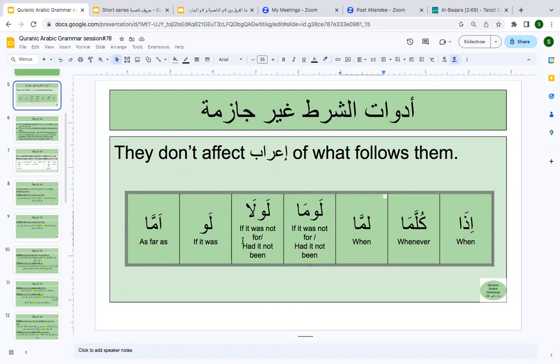Do I need to worry about status on these 4? Will I ever pull my hair out and try to find out their status? I don't need to worry about them, right? So that makes my job easy. They are harf la mahalla lahu min al-i'rab. I don't need to worry about that.